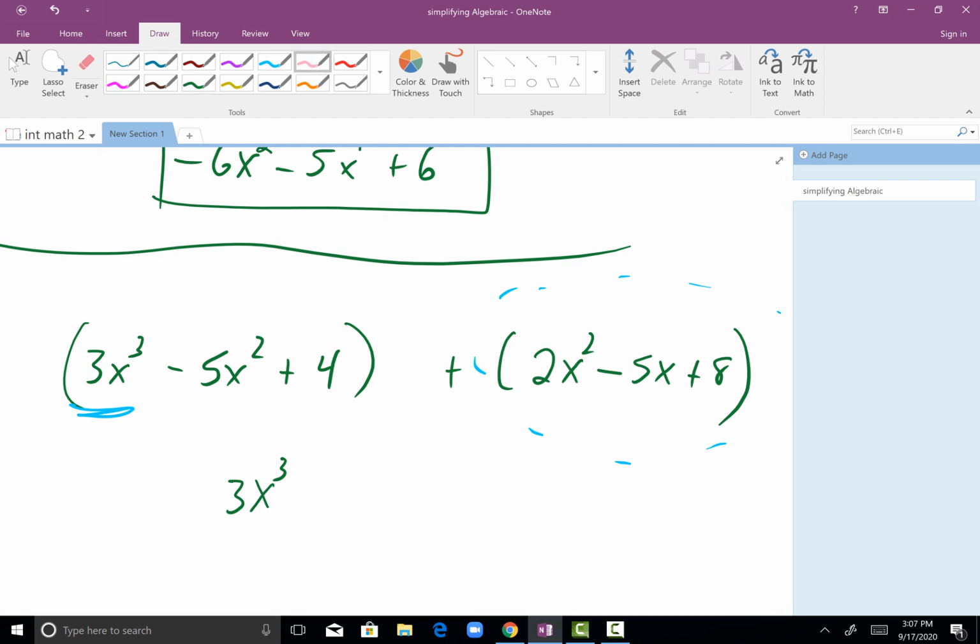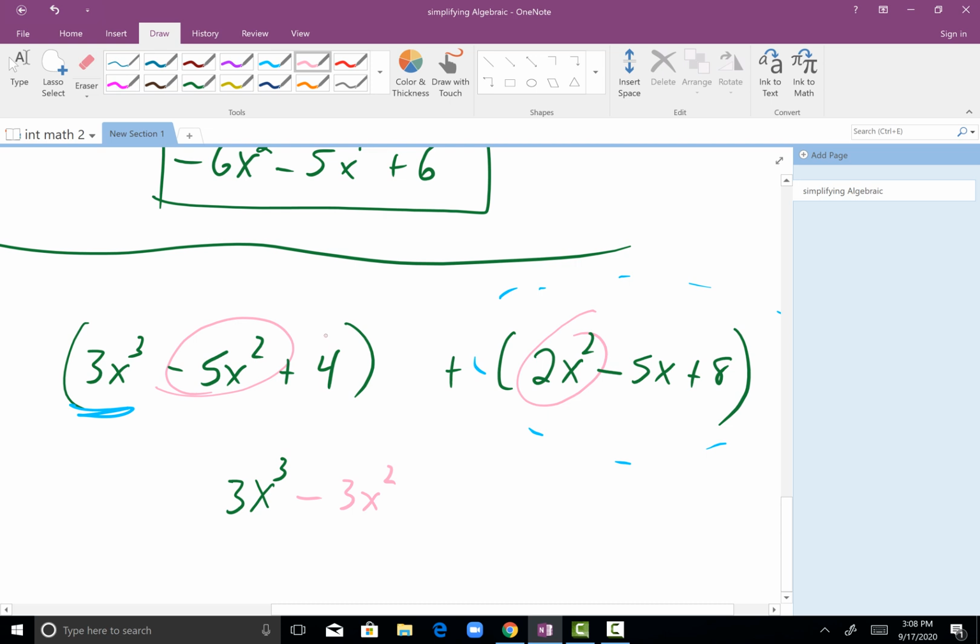Go with pink. I got negative 5x squared there. I got 2x squared there. All right, I'm adding them. Negative 5 plus 2 gives me a negative 3x squared. All right, I'm combining those. Let's go to the next one.